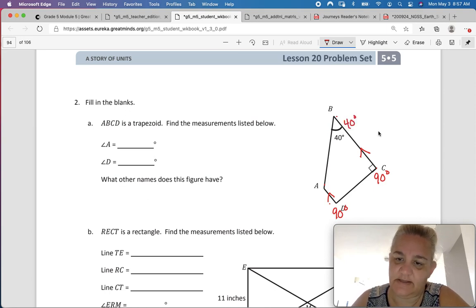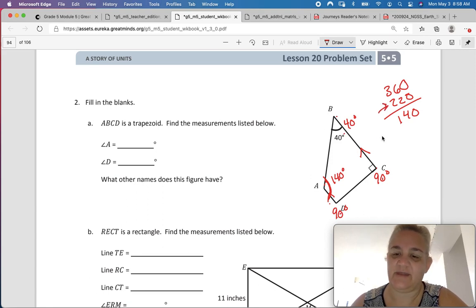Okay. So if the inside of a quadrilateral has to have 360 degrees, this is 180 plus 40, which would be 220. That would make this angle, it's an obtuse angle, 140 degrees. Okay, do you see how I found that? 90 plus 90 plus 40 is 220, and I know the entire thing has to be 360, so I just subtracted, and I got 140. So ABCD is a trapezoid.